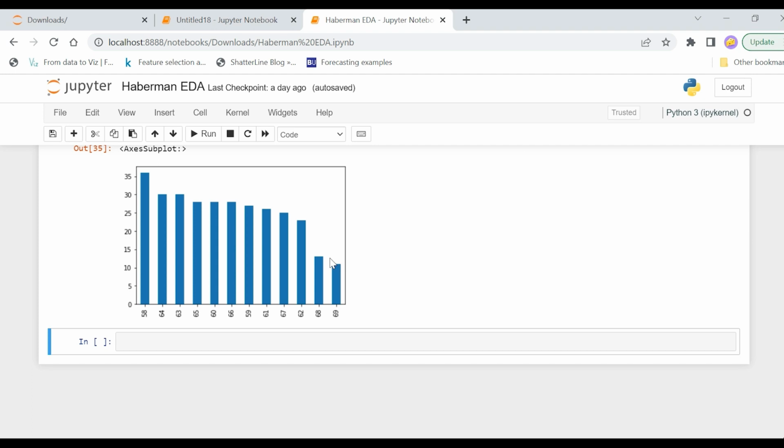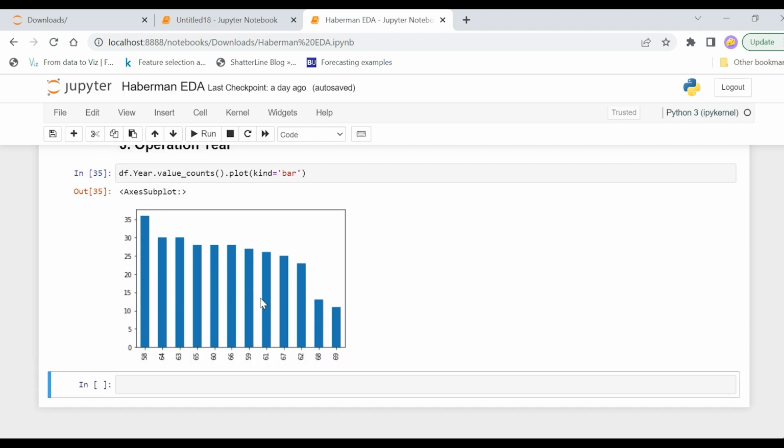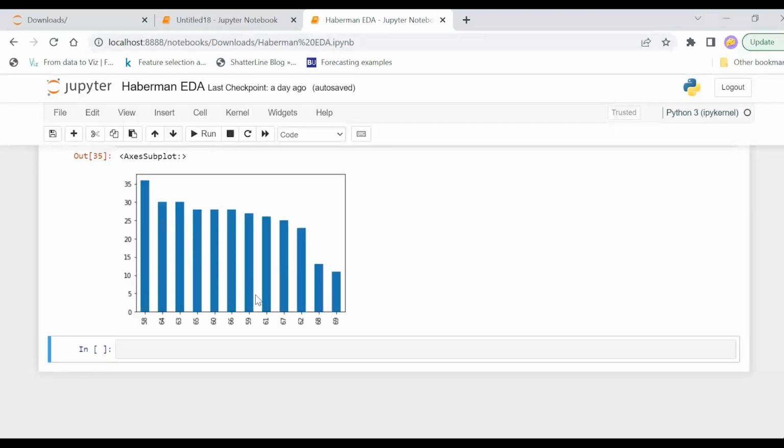Were the doctors not capable enough, or were there higher percentages of people who were surviving less than 5 years as and when they started going to this hospital and getting themselves treated? There are a lot of questions which this plot can show. So this is what the point is. I don't think I can analyze the operation year any further. But yes, this is what it is about.